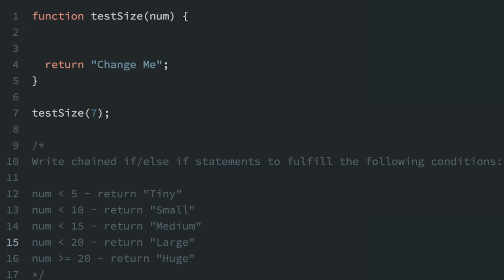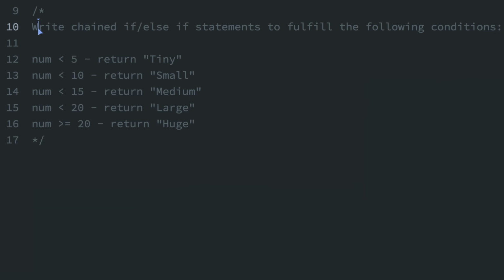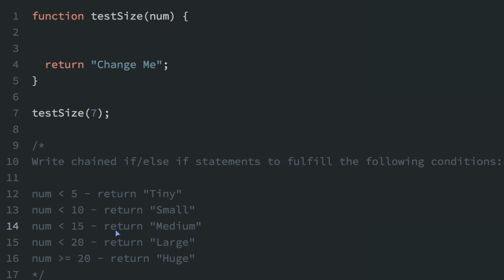You can also chain if and else if statements. So I'm going to complete the following challenge here. Write chained if slash else if statements to fulfill the following conditions. So we have these conditions where if the number is less than 5, we're going to return tiny. If it's less than 10, return small, and so on. So what I'm going to do is actually just copy this right here, because part of it's written exactly how we want it to be written.